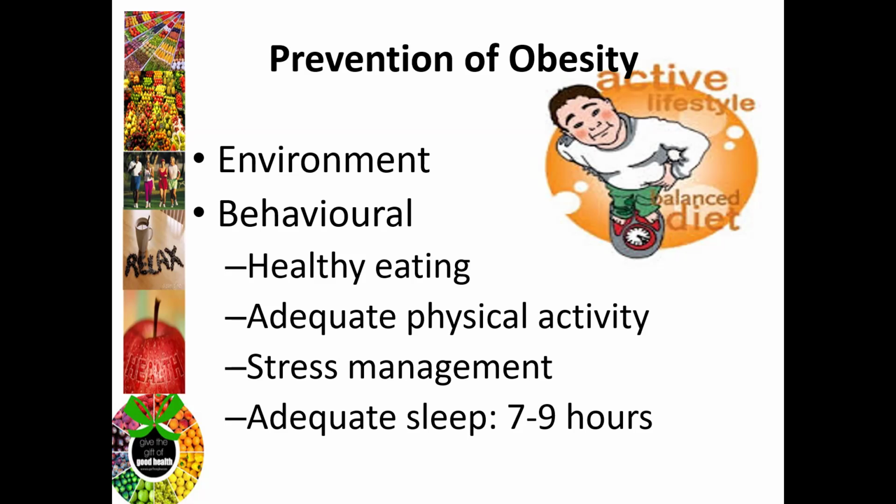But most importantly, we're talking about the population in this course. We're talking about the nation, the community. And then we are also concerned about people's behavior. We can intervene at that level too. Apart from advocacy to improve our environment, we can educate people and encourage them to adopt healthy behaviors. The king of them all is healthy eating, followed by adequate physical activity, stress management, and adequate sleep.